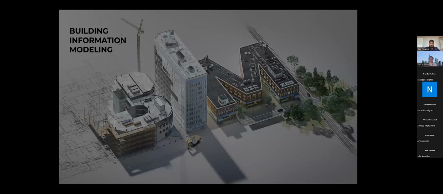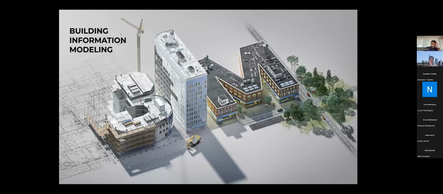BIM is basically a construction name for digital twin. BIM is building information modeling. It's just building a model. If you have a BIM model, that means you have a digital twin of the existing one. It's not really a process, and not really an outcome of anything in particular. It's just building a model.